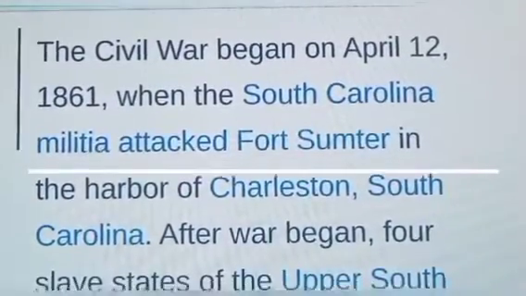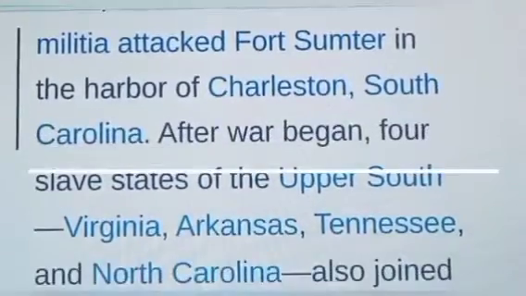sovereign and independent states. The Confederation functions primarily to the European Union. Prior to adopting the first Confederate Constitution, the southern states were sovereign republics: the Republic of Florida, Republic of Louisiana, Republic of Texas, etc. The Civil War began on April 12, 1861, when the South Carolina militia attacked Fort Sumter in the harbor of Charleston, South Carolina.